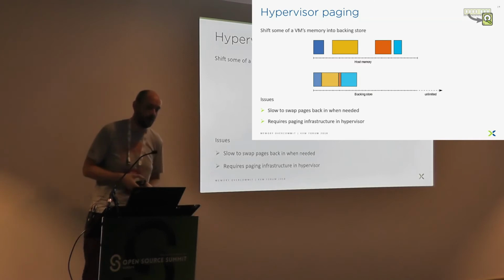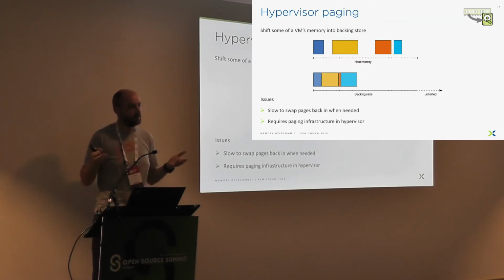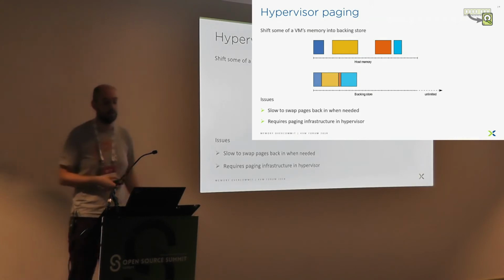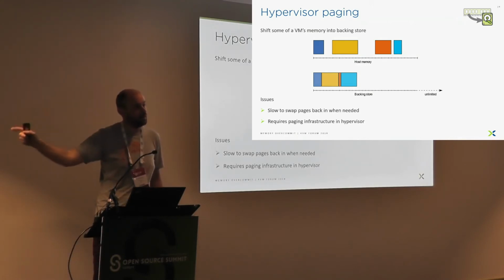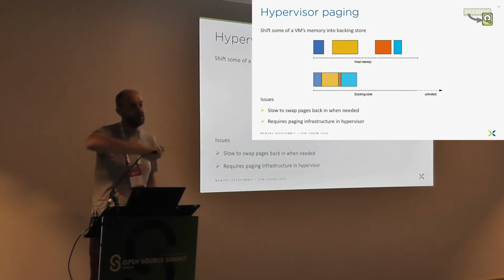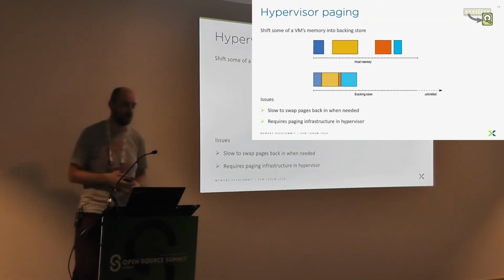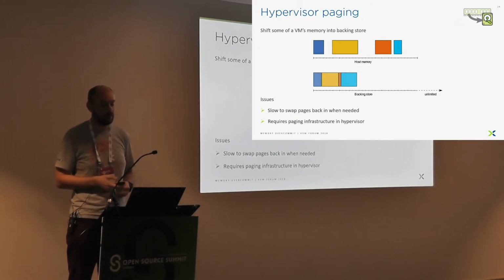The problems here are performance. Performance is a big problem here because this swap device is likely to be very slow compared to memory, probably orders of magnitude slower than memory. So when we get it wrong, and when we page out something that we later need to page back in, the VM's performance will be impacted. So it's slow to swap pages back in when needed. And secondly, it does require a paging infrastructure in the hypervisor.